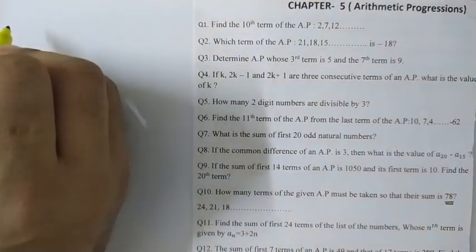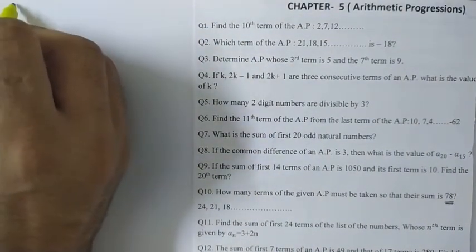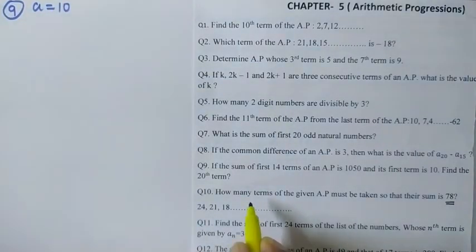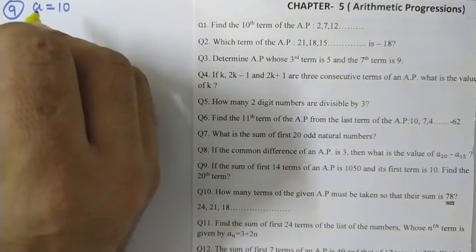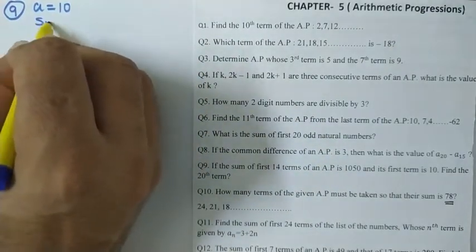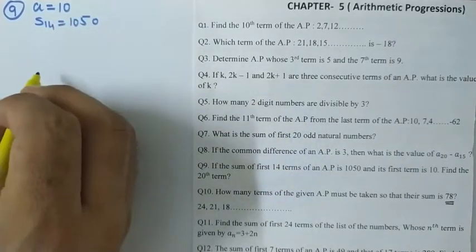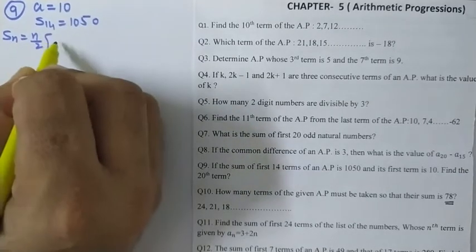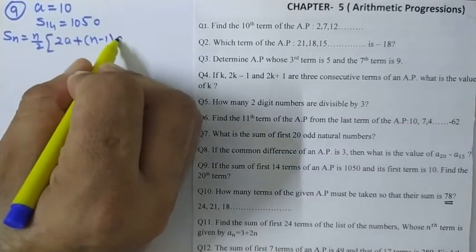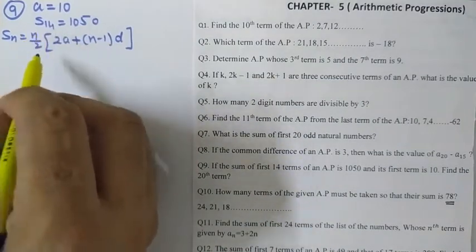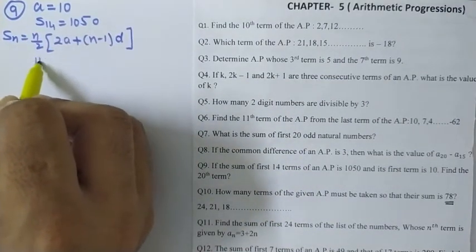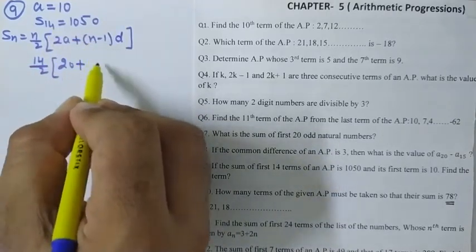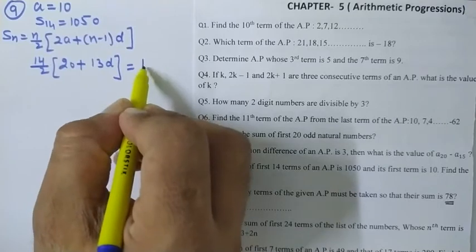So see here in this 9th question, what is given? It is given that the first term of this AP is 10. So a is 10, and the sum of 14 terms is given as 1050. So S14 is 1050. We have the formula for the sum of n terms: Sn equals n by 2 into 2a plus (n minus 1)d. So for S14, n is 14, so 14 over 2 into (2a, so 2 tens are 20, plus 14 minus 1, that is 13d) is equal to 1050, as given.